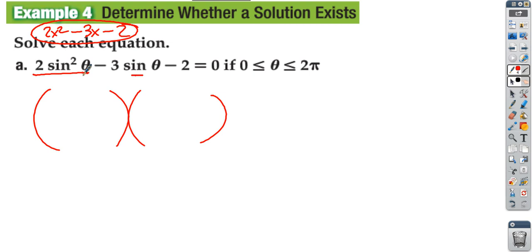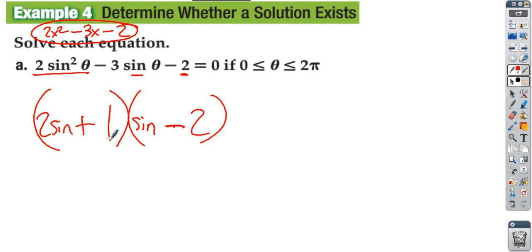So we know to get 2 sine squared, we're going to have 2 sine times sine. That's the only way to get that. We know to get -2, one of them has to be positive, one has to be negative. We don't know which is which though, so let's try the minus here and the plus here. And 2 is a prime number, so let's put 2 times 1.